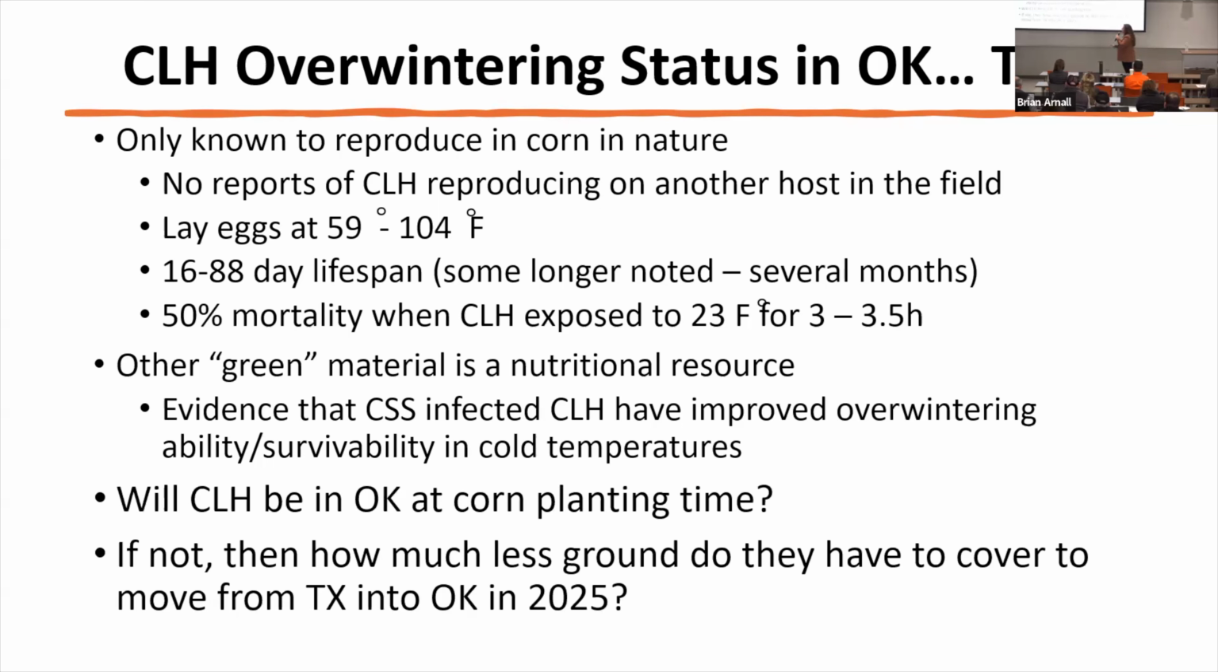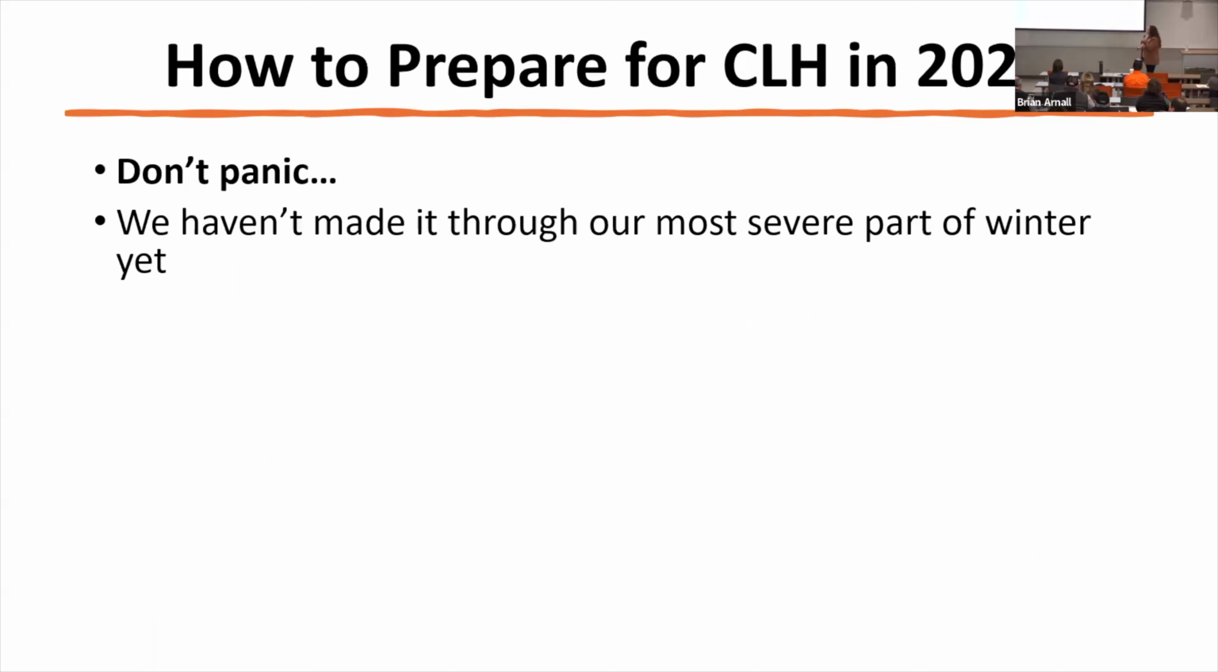So, big questions. Will the corn leafhopper be in Oklahoma at corn planting time? We're going to find out. If not, how much less ground do they have to cover to move from Texas into Oklahoma in 2025? And I say this because when I drive back home and see family, I see how much volunteer corn is along 35, all the way from Denton down into Central Texas. I'm working with colleagues in the Coastal Bend and in true South Texas too. There's a lot of volunteer corn down there. So we might be moving that gradient a little bit higher. They have less travel that they have to make to actually make it to us.